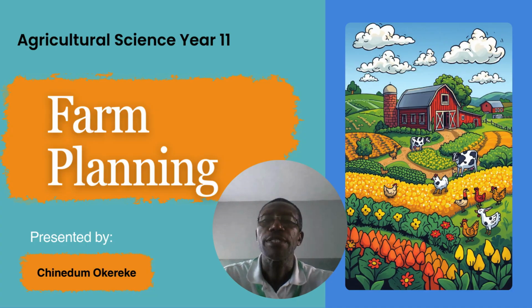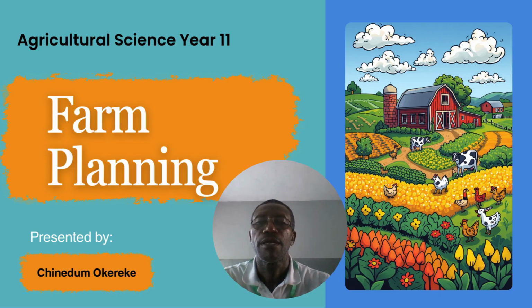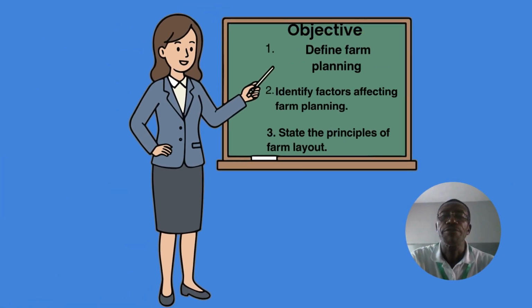So today I'll be treating the topic farm planning. Before we go any further, let's look at our objective. By the end of this class, the student should be able to define farm planning, identify factors affecting farm planning, and state the principles of farm planning.